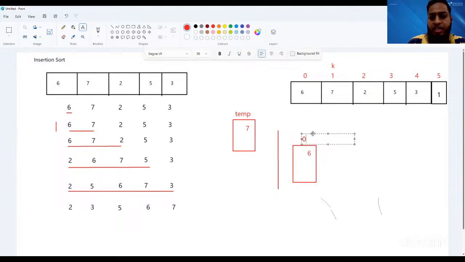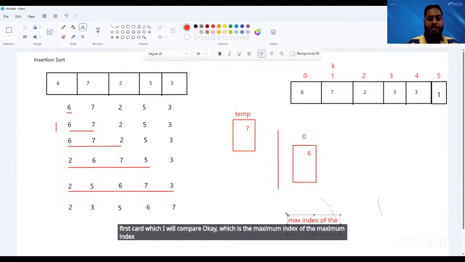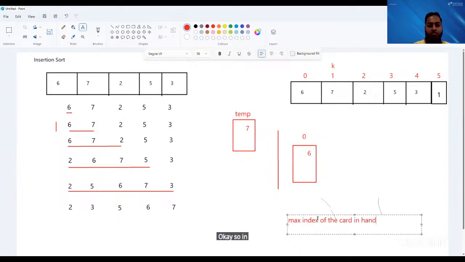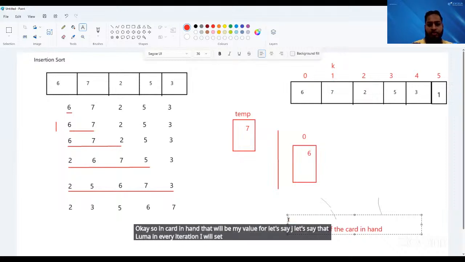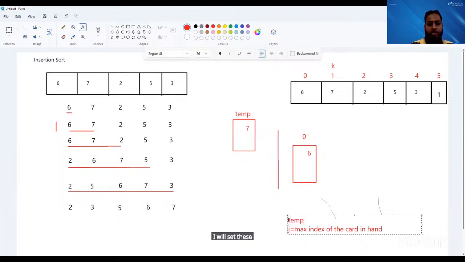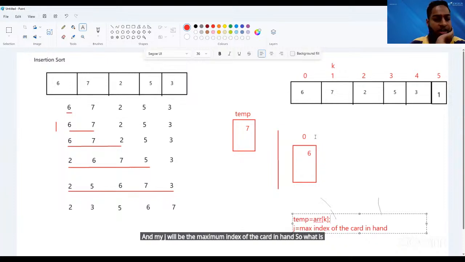now which is the first card which I will compare? Okay, which is the maximum index of the card in hand? Okay. So the card in hand, that will be my value for, let's say, J. Let's say that will be my J. In every iteration, I will set these two things: my temp will be the card which I am picking, and my J will be the maximum index of the card in hand. So what is the maximum index of the card in hand, guys?